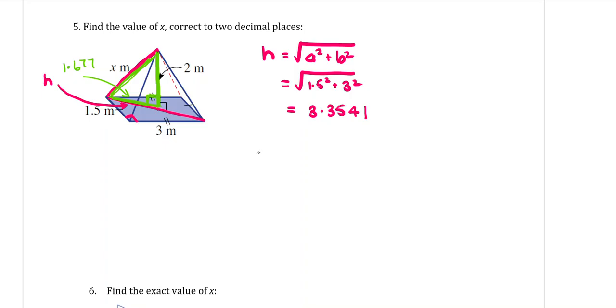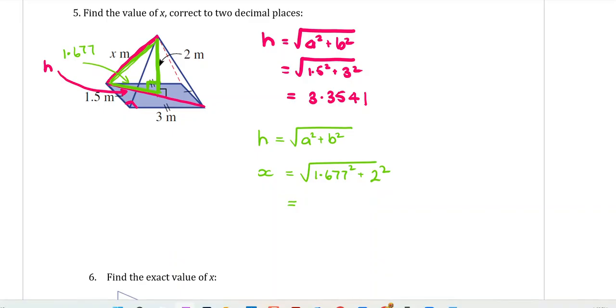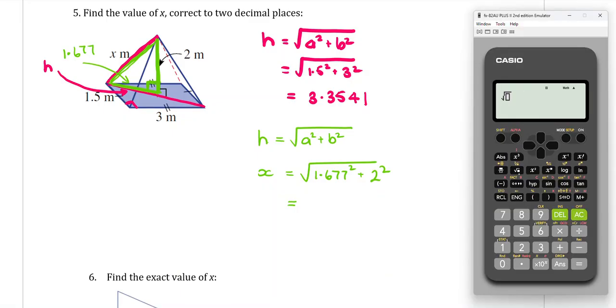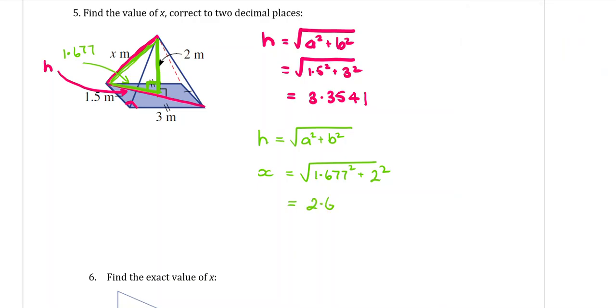Okay, so now let's do Pythagoras' theorem again, finding the hypotenuse to find out what x is. So the hypotenuse is x. X equals square root of 1.677 squared plus 2 squared. In the calculator, we get 2.61. We're rounding to 2 decimal places for the final answer.